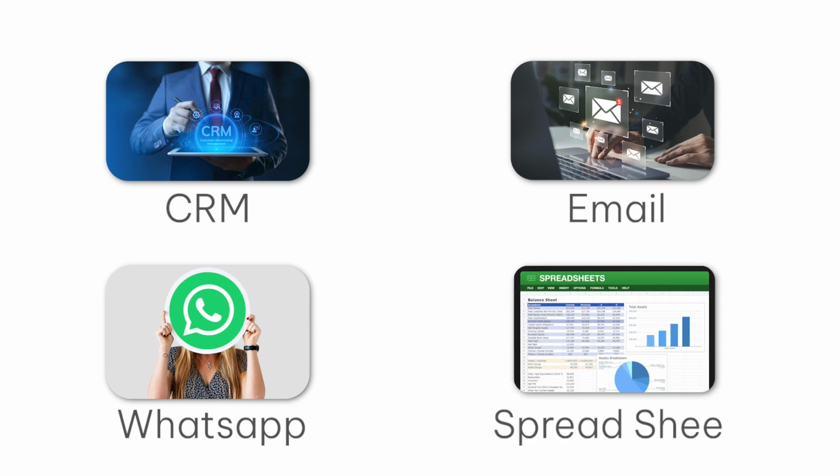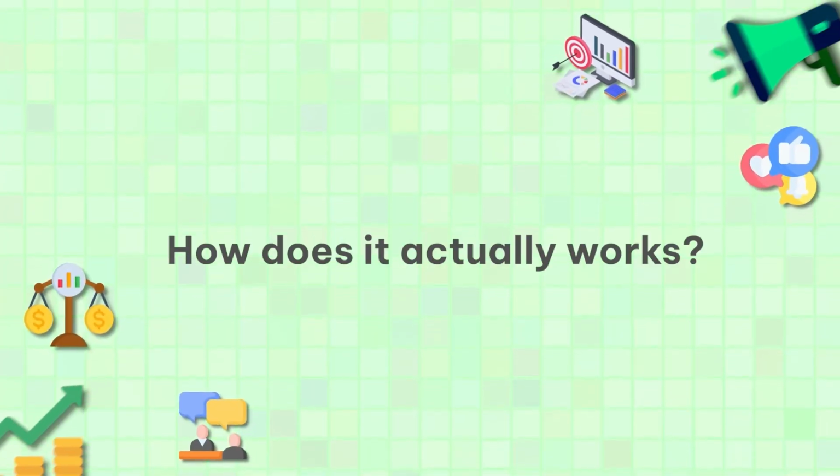So, n8n is a workflow automation platform. Think of it as a middleman between all your business tools: your CRM, your email, your WhatsApp, your spreadsheet. Right now, none of them talk to each other. n8n makes them talk.